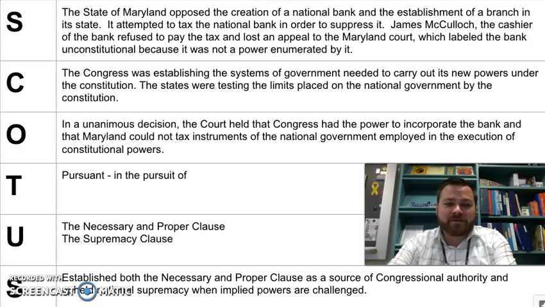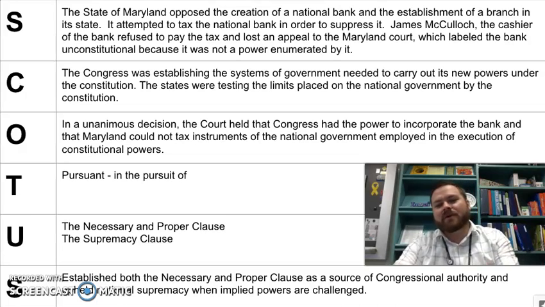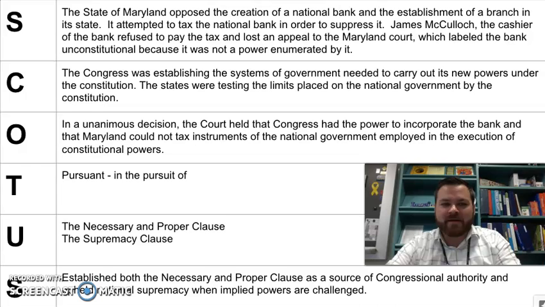So for McCulloch versus Maryland, what happened is the state of Maryland opposed the creation of a national bank. There was this big fight in U.S. politics at the time over whether or not Congress should create a national bank and whether that gave the national government too much power over the economy. This was a fight that was going on in every state, in Congress, in the Senate, with presidents who were either supportive or opposed to the idea of a national bank, going back and forth with each other.